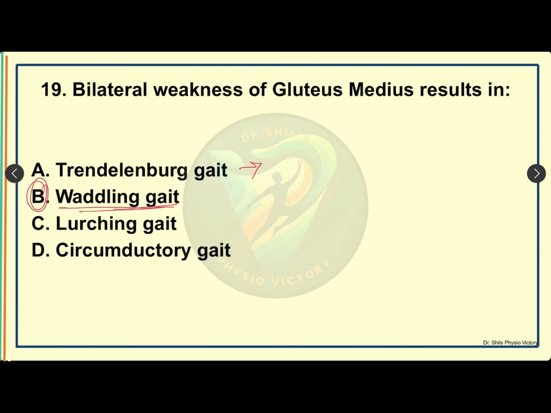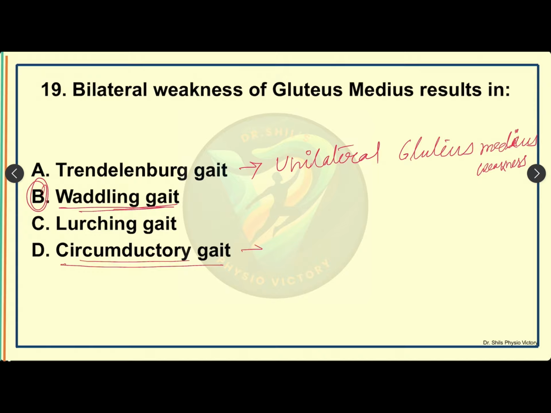Trendelenburg gait occurs in unilateral gluteus medius weakness. Tell me in the comment box where circumduction gait is generally seen.